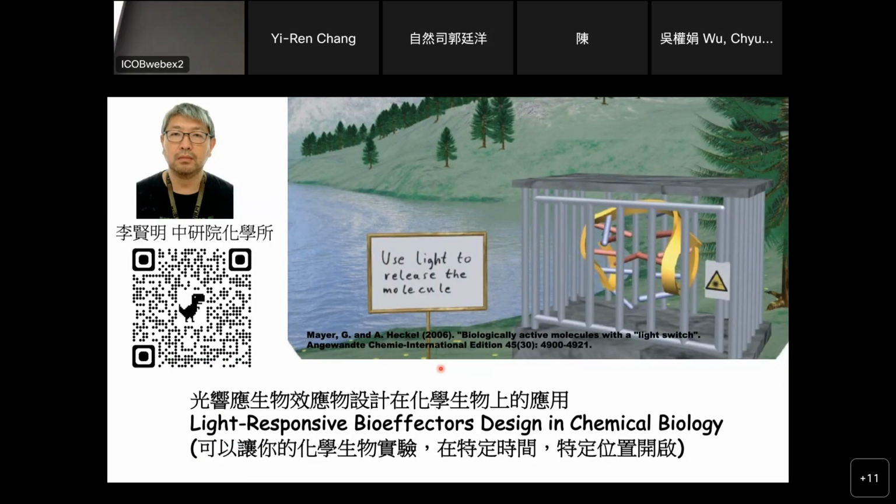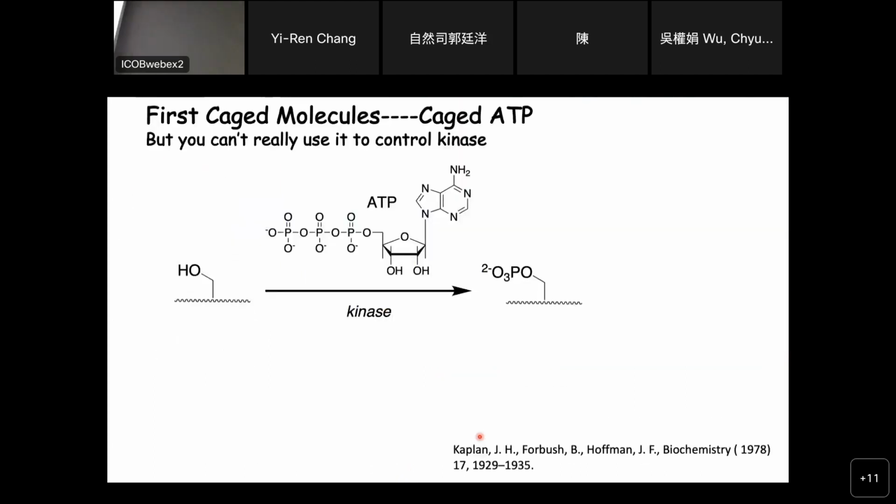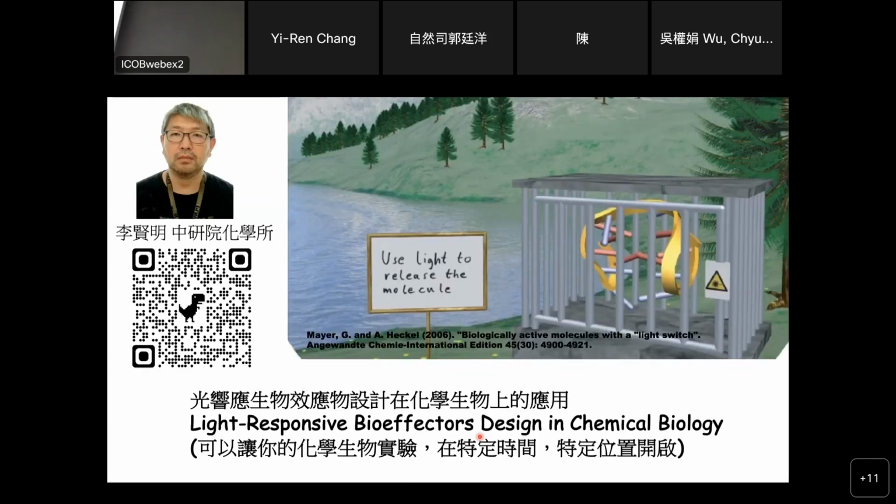All right, so today I'm going to talk about using light responsive biofactors to help your experiments. So this picture is the central idea of today's talk. We have an important biomolecule that we want to be activated at a certain time or location. We use light. So you will hear me say cage the molecule, caged biofactor, caged protein a lot. So the cage is showing here. This cage will release your bioactive molecule only after it is irradiated by light.